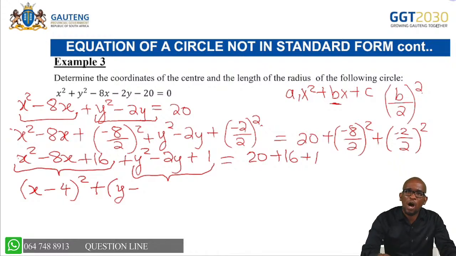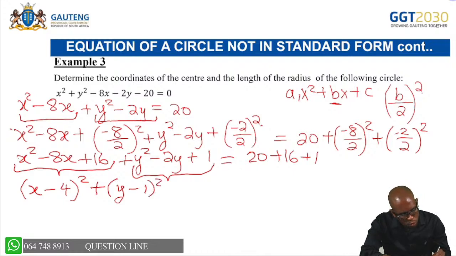In this case, it's 1. The square root of 1 becomes 1. Then we square the result. And then this would be equals to. On the right-hand side, we add 20 plus 16 plus 1. That should be 36 plus 1, which is 37.